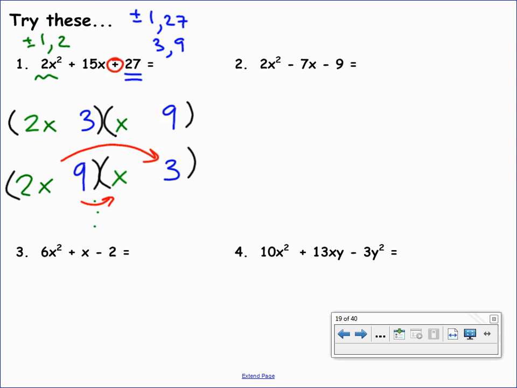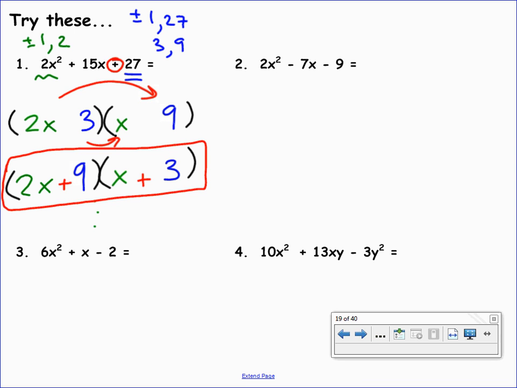Eric? It adds up to 15x. It adds up to 15x when they're same sign, both positive, right? And so we now need to fill in our plus and our plus. That's exactly right. Thank you, Eric. Let's go ahead and box this bad boy. We found the winning combination. That's sweet. In a factoring trinomial sort of way.